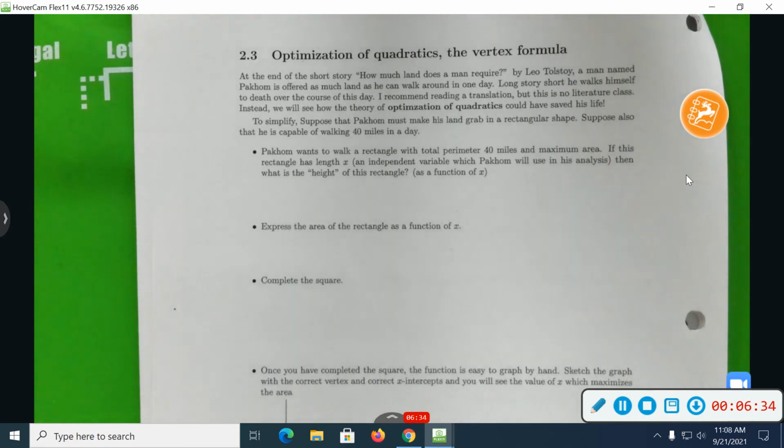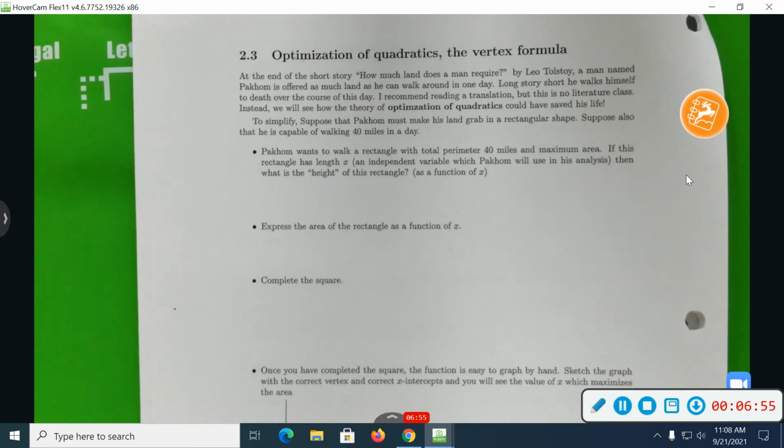So let's set it up. If I say, how many people have read the short story "How Much Land Does a Man Require?" It's a work of Leo Tolstoy, a Russian classical work, so it's obviously going to be depressing. So let me give you the brief portion of it.